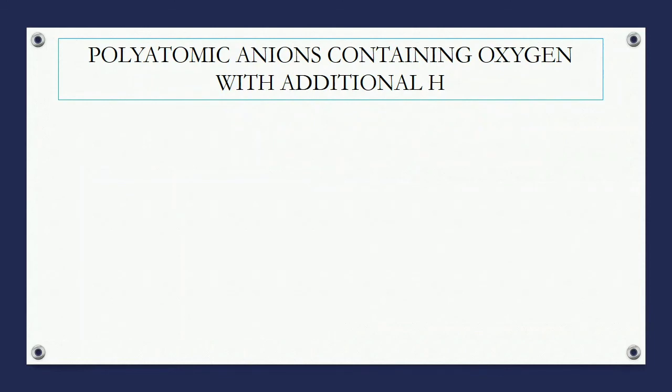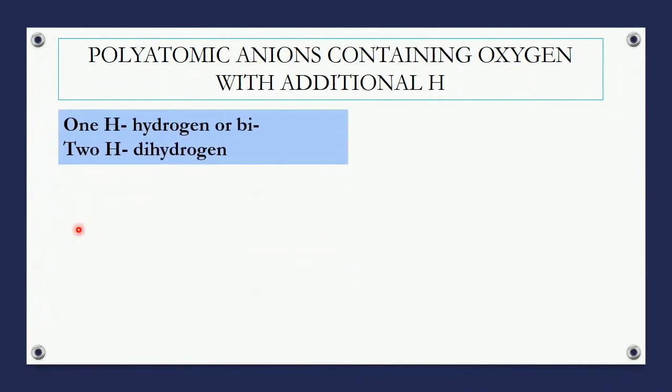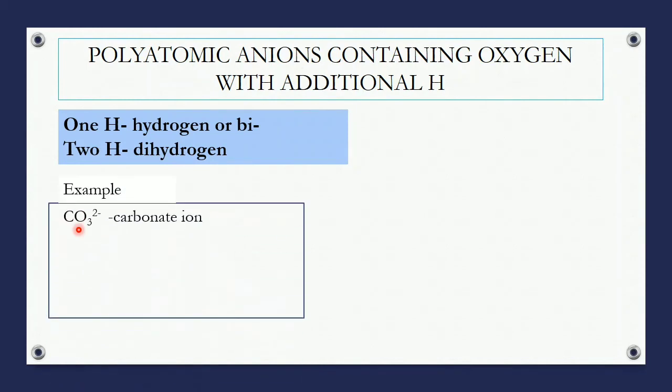How can we name polyatomic anions containing hydrogen with additional hydrogen atoms? With one hydrogen atom, we will add hydrogen to the name of the anion. If there are 2 hydrogen atoms, we will add dihydrogen to the IUPAC name of the anion. For example, carbonate ion. If we add 1 hydrogen to carbonate ion, it will be known as hydrogen carbonate ion.